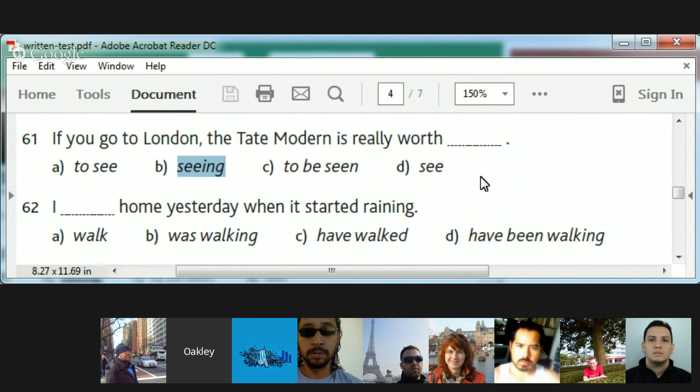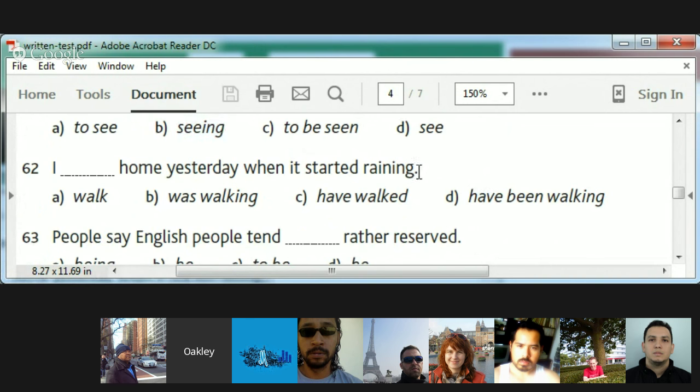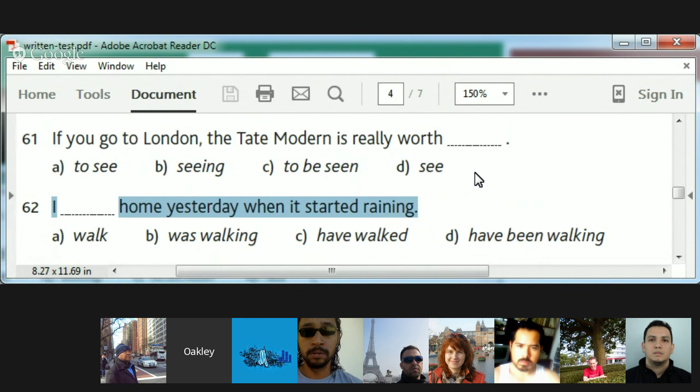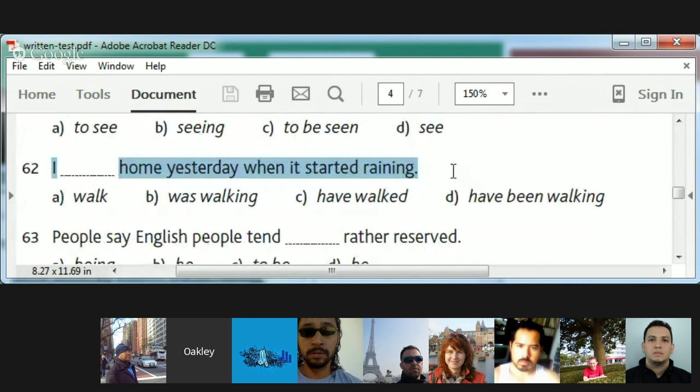It's a combination of grammar, but also a colloquial phrase. It's worth doing, it's worth seeing, it's worth tasting, it's worth experiencing. By the way, I just found out it's an art gallery. It's an art gallery? Okay. Thanks. All right. I like to learn things too. Thank you. Alejandro, 62.